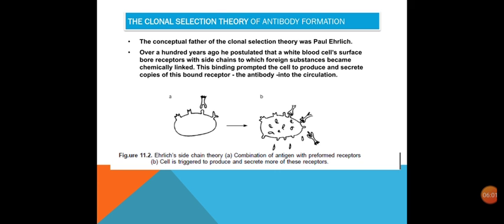The clonal selection theory of antibody formation. The conceptual father of the clonal selection theory was Paul Ehrlich. Over 100 years ago, he postulated that a white blood cell's surface bore receptors with side chains to which foreign substances became chemically linked. This binding prompted the cell to produce and secrete copies of this bound receptor, the antibody, into the circulation.